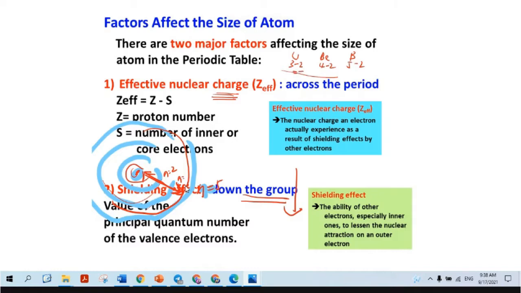Kemudian charge berbeza: charge positif 1, positif 2, positif 3. Mengapa dia boleh berbeza? Kerana across period effective nuclear charge berbeza. Kalau going down the group, effective nuclear charge is the same. Okay, harap konsep ini senang membantu anda faham. Okay, boleh?